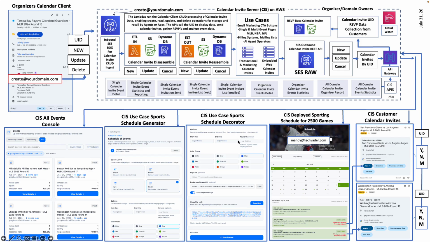That sports schedule itself can be decorated. We have an auto decorator here as part of it. And then we deploy the schedule itself. In this case, the demonstration is around the MLB. I essentially ingested the 2,500 MLB events into the Counter-Invite server using our disassembly and ETL process up here. They're stored in the REST API.